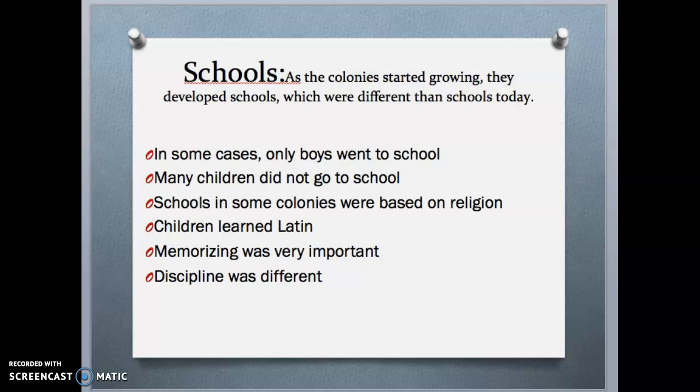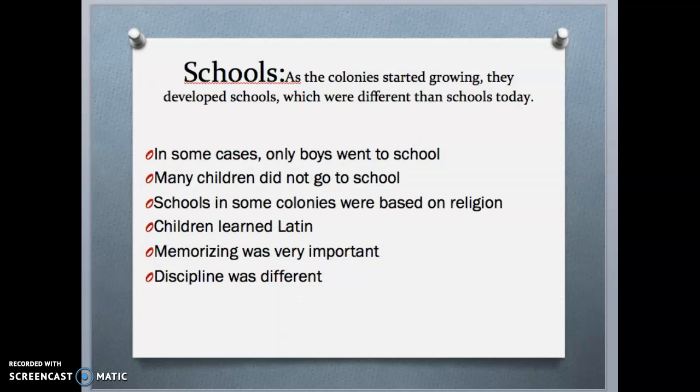My second topic, schools in some colonies were based on religion. That seems like about the same size as the topic of who went to school. And I could write a paragraph about that. I could talk about different colonies that had schools based on religion. Let's look at my last 3. Children learned Latin. Memorizing was very important, and discipline was different. Children learned Latin is a pretty small idea.